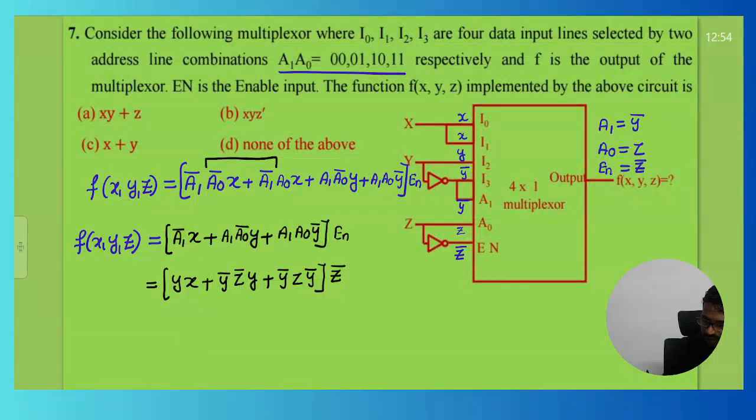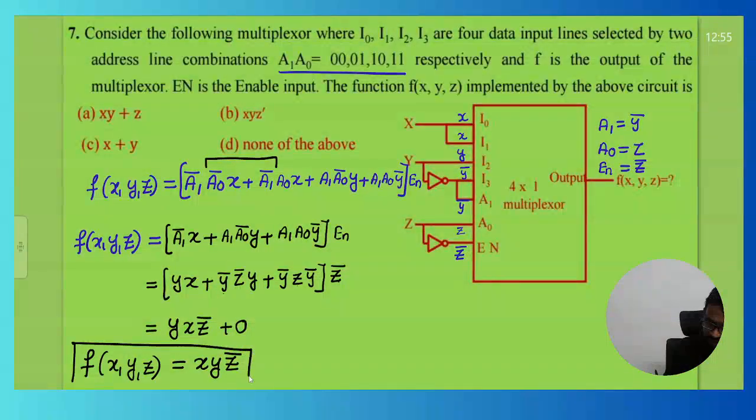Here you can see Y into Y bar is 0, so Z into Z bar is 0. So that's why it will come to be X Y Z bar, remaining terms are zeros. So finally what will we get? That is f of x comma y comma z, which will come to be X Y Z bar. Is this point clear to everybody? X Y Z bar will come.